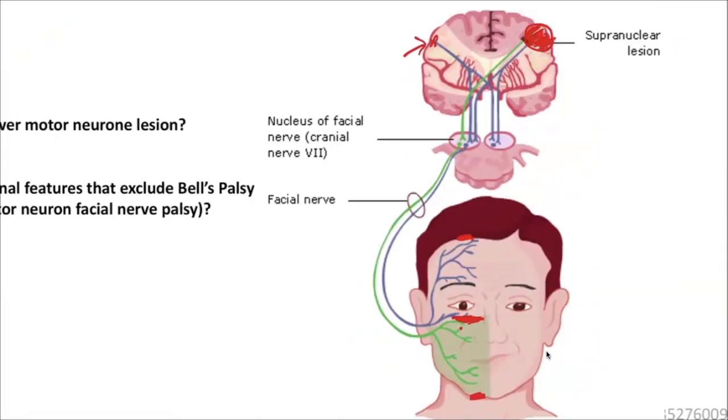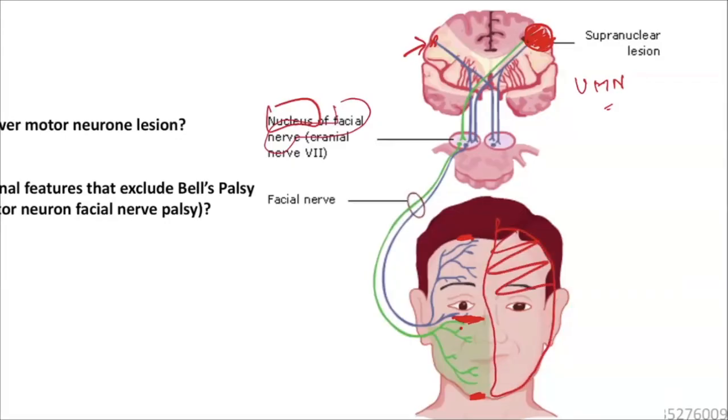Stroke is where the lesion is in the brain. This is an upper motor neuron lesion. So in an upper motor neuron lesion, only the lower half of the face will be affected. If it is the facial nerve or the nucleus of the facial nerve which is affected, which can be seen in brainstem strokes, especially if the pons is involved because the facial nerve comes from the pons, the entire half of the face will be gone because the facial nerve of this side supplies the entire half. That's how you differentiate it.